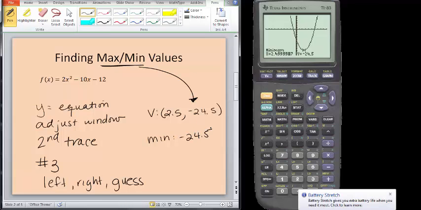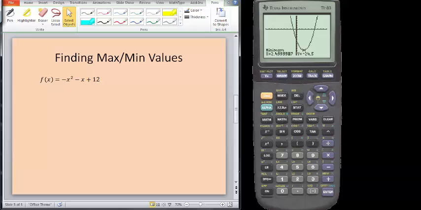So we're going to practice these same keys again. So let's go ahead and do that again. So here's our next example. We're going to go back to y equals, and I'm going to retype that in. So a new example, negative x squared minus x plus 12. And we'll take a look at the graph. And if you don't like the view of the screen, remember you can always do zoom 6.